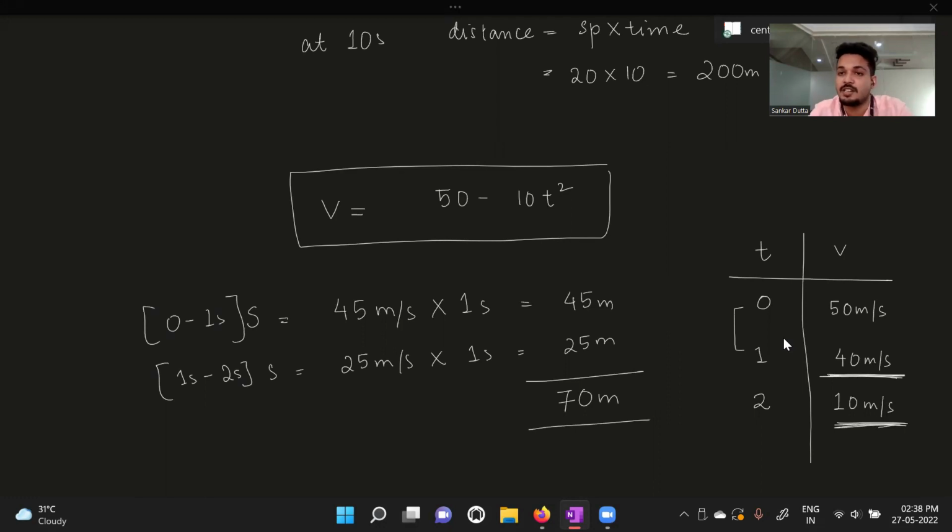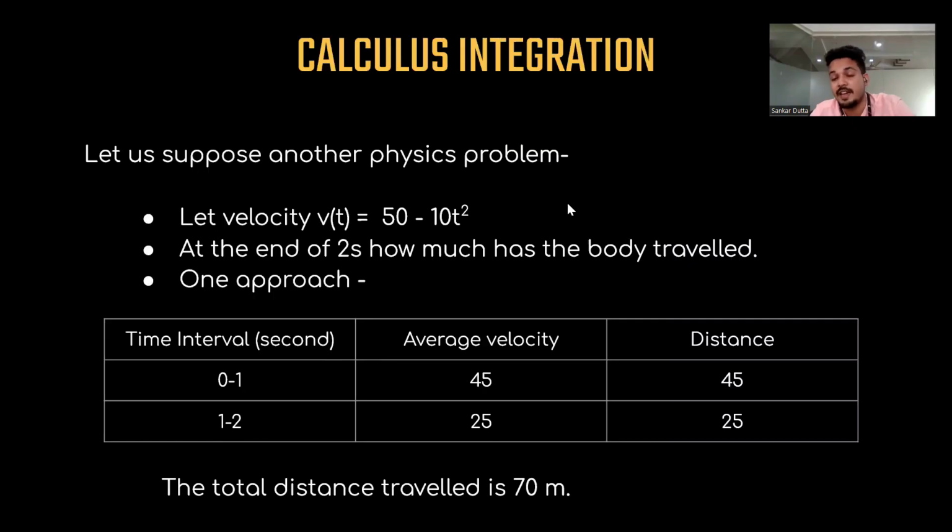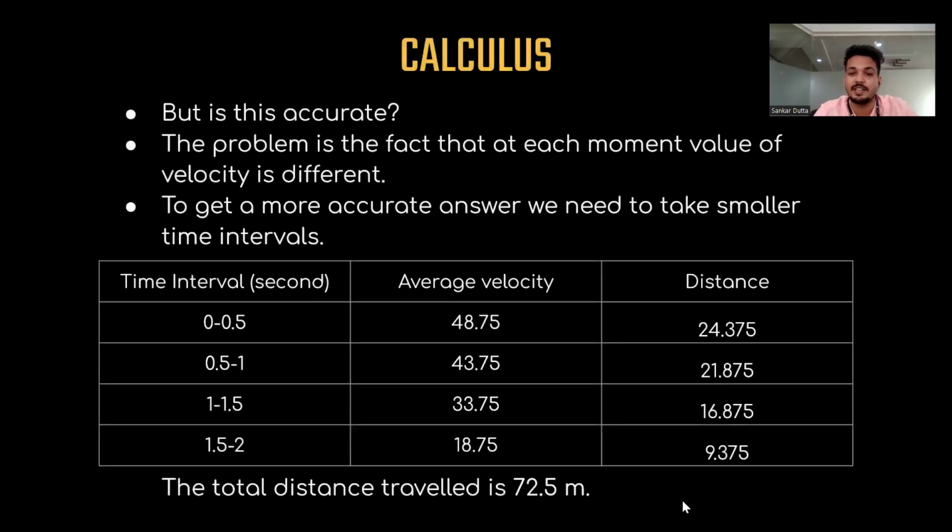But the question here is, is the answer accurate? Is the answer correct? The answer is no. It is not 100% correct, because from 0 second to 1 second, you have assumed that the body is traveling constantly with how much? 25 meter per second, because we don't have a formula for variable velocity yet, right?